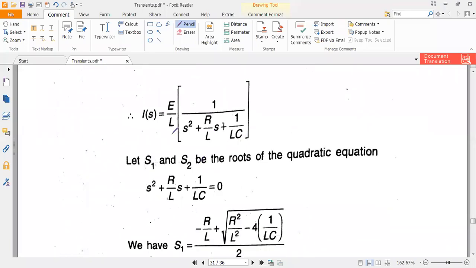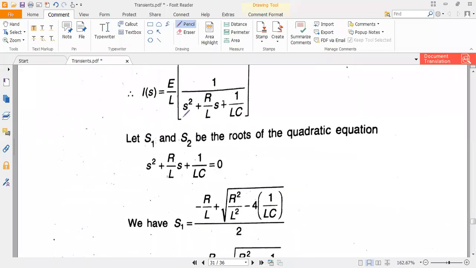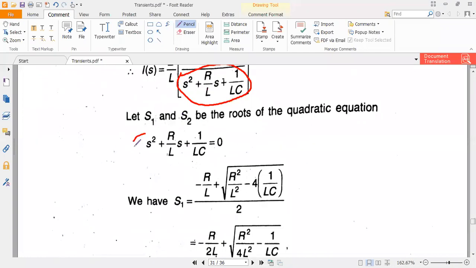Okay, so let me consider here, this is the second order equation. Or you can call it as AS square plus BS plus C. Okay, AS square plus BS plus C. So this is a second order equation. So you will get the two roots for this second order equation. Or you can call it as a quadratic equation, the second order quadratic equation. Okay, so let me consider that equation here.